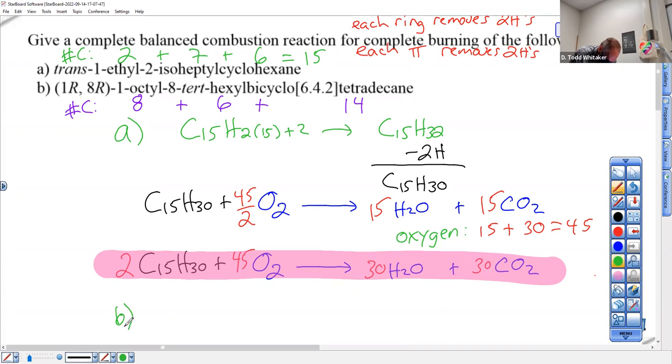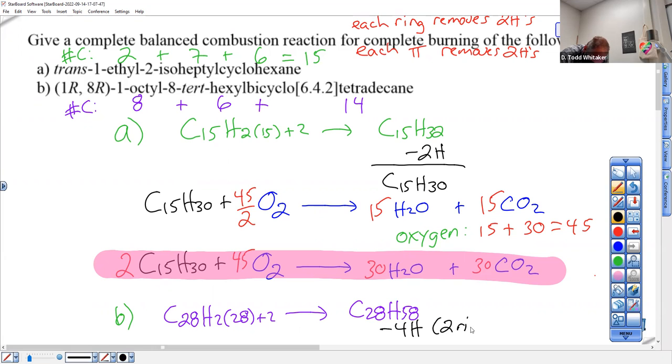C28H 2 times 28 plus 2 is not finished. It goes to C28H58. 56 plus 2. Are there any cyclos at all in the name? Oh, yeah. And not just cyclo. How many cyclos in a bicyclo? I mean, literally in the name, it tells you. There's 2 rings in a bicyclo. How many H's do you lose for 2 rings? 4. Minus 4H.